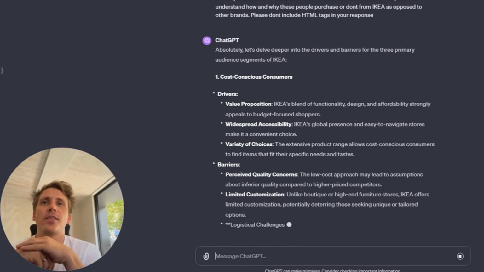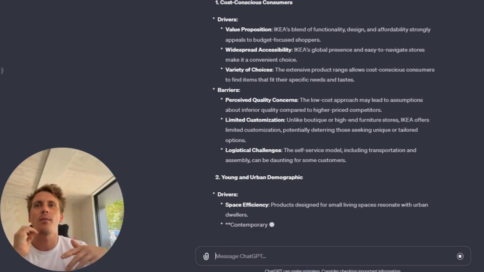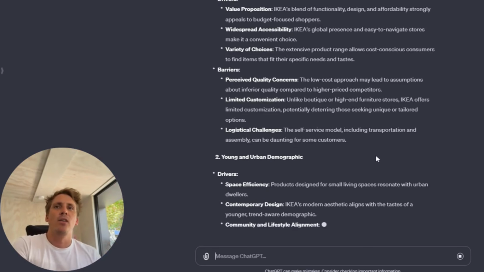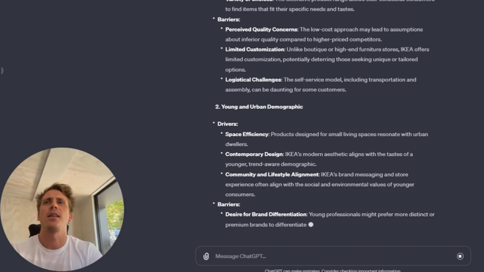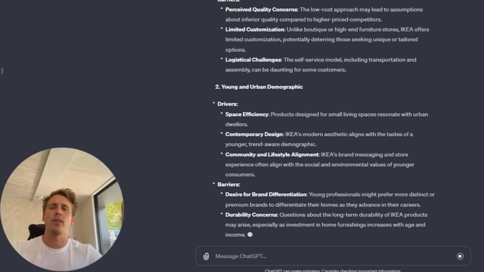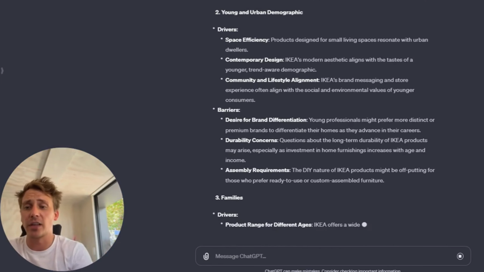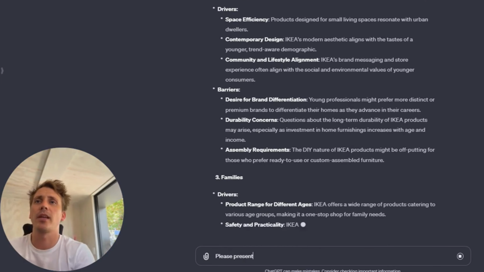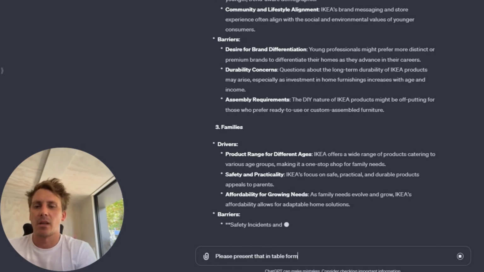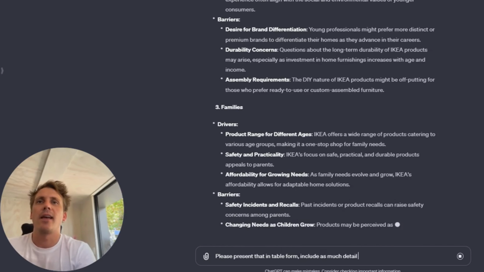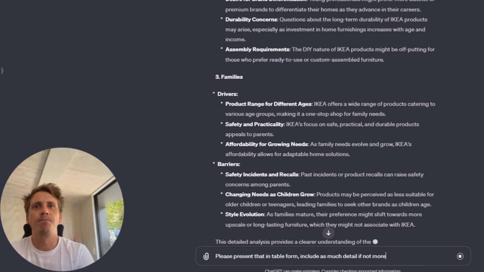See, now it's forgotten to present this in table form. That's fine. I find it quite a bit easier to understand and to break down information when it is presented in that kind of way, because now we're looking at this in just one long paragraph, which is tricky. So I'm actually just going to tell it, please present that in table form, include as much detail, if not more. The more we can get out of it at this stage, the better.